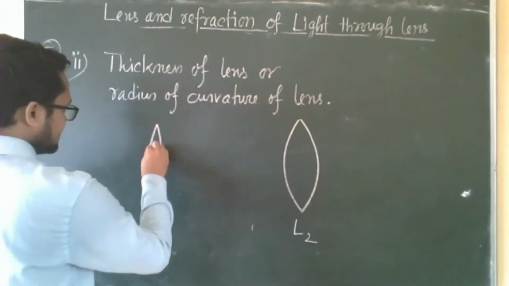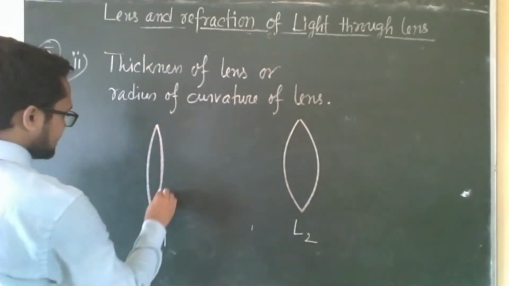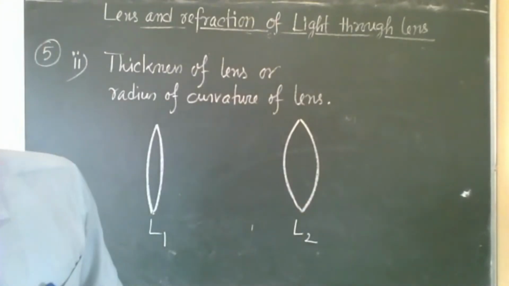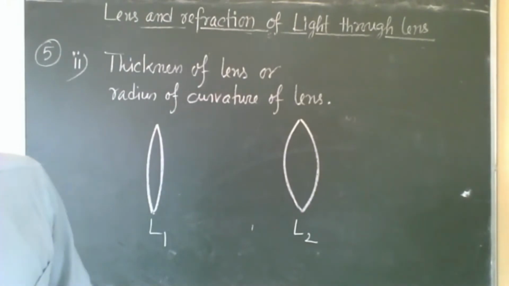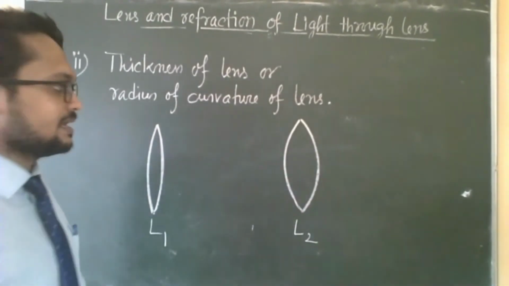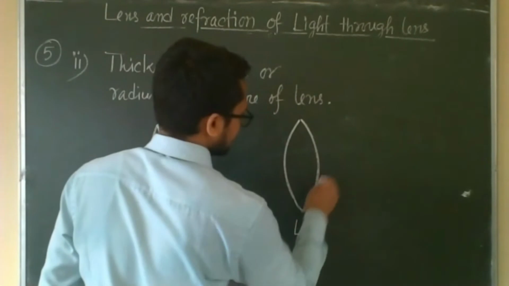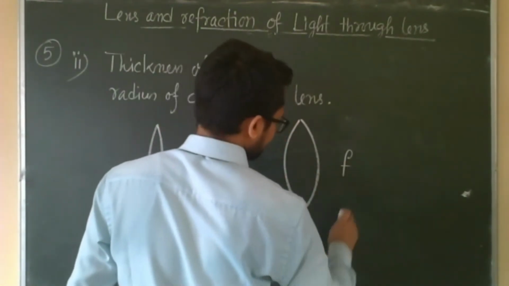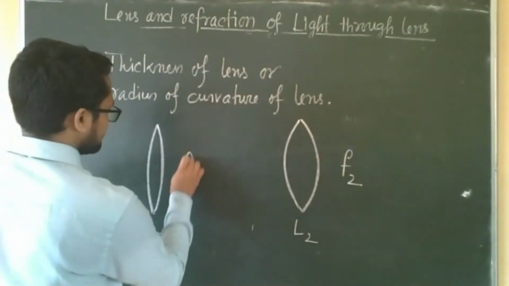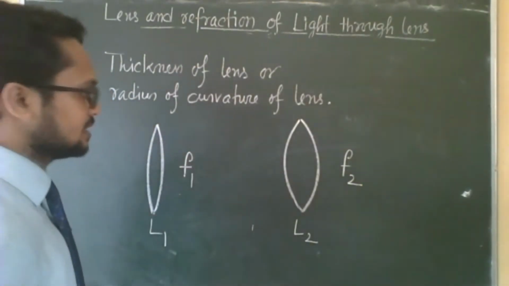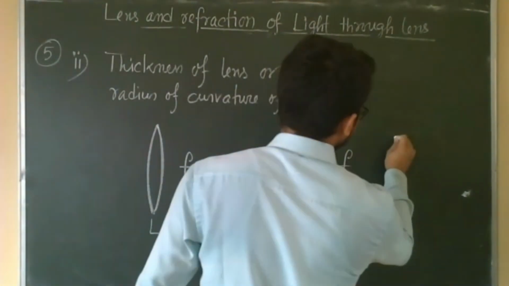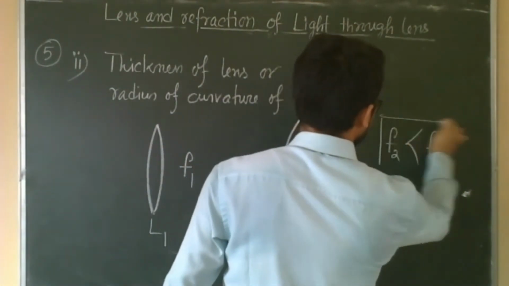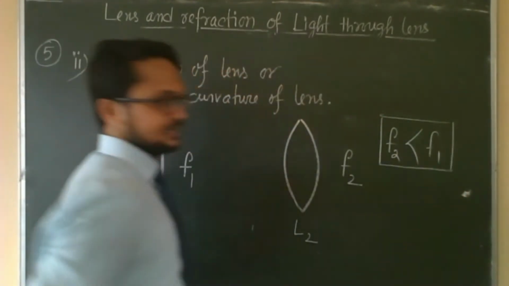Obviously the radius of curvature for these two surfaces is different from this one, right? And for a thick lens, the focal length will be less. Suppose for this one the focal length is F2, and for this one the focal length is F1. Focal length means second focus. So for a thick lens, focal length will be less.